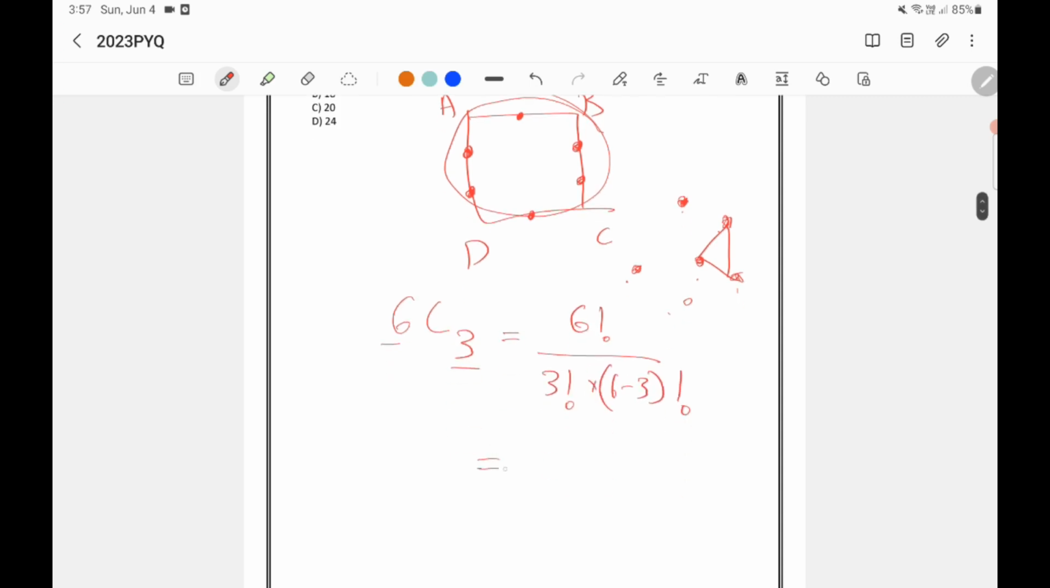So you can cancel 3 factorial here, and you will get 4 into 5 into 6 divided by (6 minus 3) which is 3, 3 factorial is 1 into 2 into 3. So this is 6, this is 6, and the answer is 20.